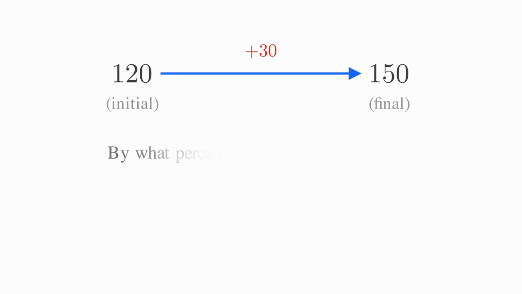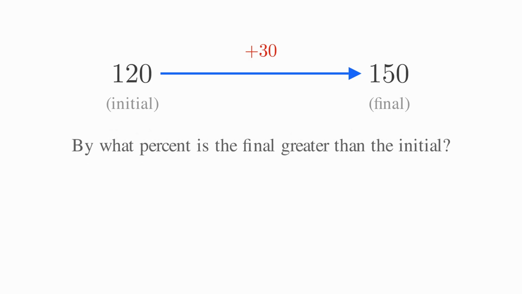Now let's say the number 120 increases to 150. So 120 is the initial value and 150 is the final. And the change is nothing but 150 minus 120, which is plus 30. Now the question comes, by what percentage did the number increase? Or we can reframe this question, by what percentage is the final greater than the initial?